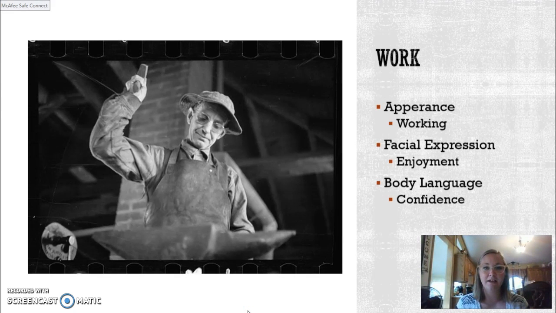So I picked 4 pictures for each slide, and I kind of named them based off of how I felt looking at them. So the first one, I feel that this is a working person. He appears working to me.